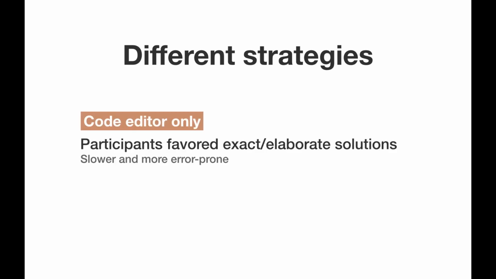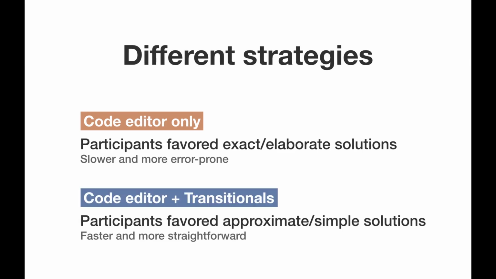When they only had access to the code editor, several participants spent minutes trying to come up with elaborate, exact solutions, but often failed at implementing them and eventually resorted to simpler alternatives. When they had access to transitionals, participants immediately favored approximations and straightforward solutions, which helped them solve tasks faster.